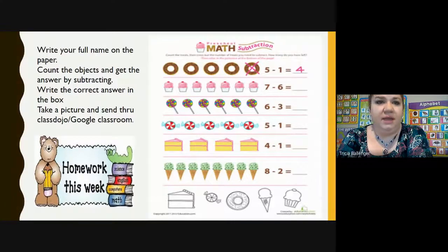So here is another homework assignment that you can do. Write your full name on a piece of paper. You can draw your objects and then count the objects and get the answer by subtracting. So see how they had 5 donuts. They subtracted 1, so that means they crossed out 1 donut, and then they wrote the answer for 4 donuts. We have 7 minus 6, 6 minus 3, 5 minus 1, 4 minus 1, and 8 minus 2.